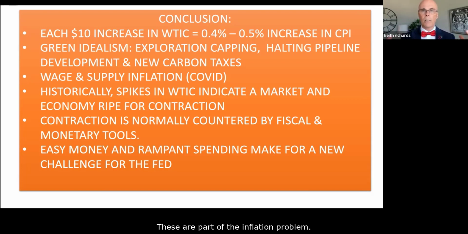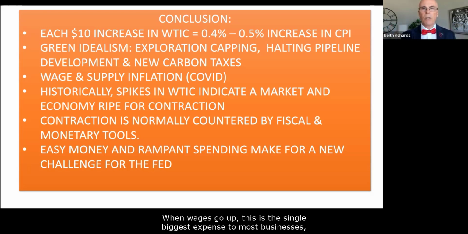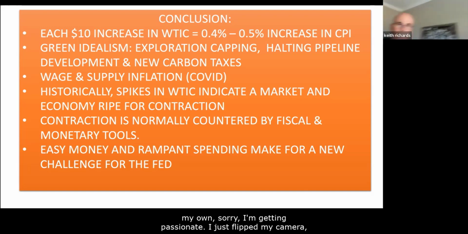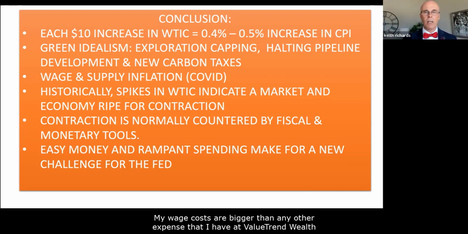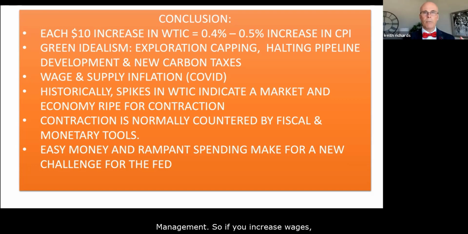Wage and supply inflation. These are part of the inflation problem. When wages go up, this is the single biggest expense to most businesses. My own business included. My wage costs are bigger than any other expense that I have at Value Trend Wealth Management. So if you increase wages, I can tell you this, it's pretty hard for any boss to roll back those wages later. So it's a permanent, sticky type of inflation.